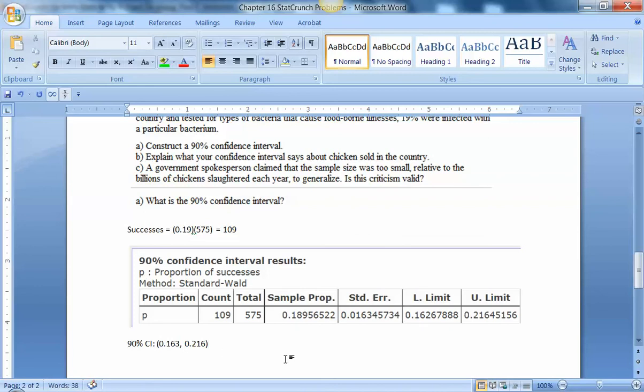Okay, so that should help you get started, and working with StatCrunch is a whole lot easier than trying to do all the calculations by hand. So I hope you find this helpful.